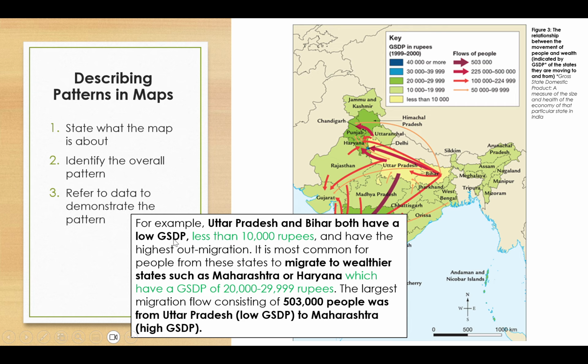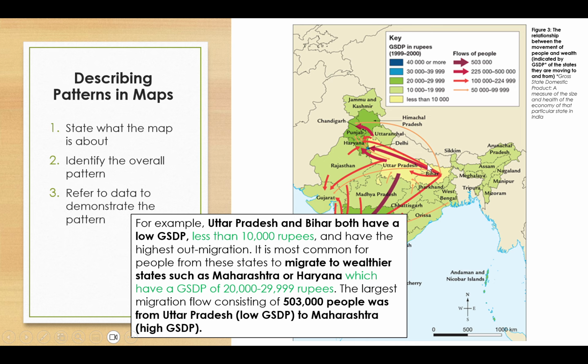So what I've done here is I needed to prove that most people are moving from low GSDP states into high GSDP states. So I did this by, first of all, looking at these areas that have the highest outmigration that are also low GSDP states, Uttar Pradesh and Bihar. How do I know that they're a low GSDP state? Because they have less than 10,000 rupees. And they have the highest outmigration, either the most arrows coming out of it or a number of thick arrows.